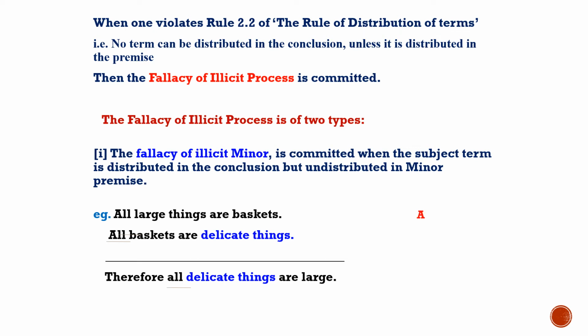And the second is having all, so it's an A proposition. The conclusion is having all, so it's an A proposition. So now here the word delicate things is the subject of the conclusion and it is the subject of an A proposition, so it is distributed in the conclusion. Whereas in the minor premise, delicate things is the predicate of an A proposition, so it is undistributed. So it commits the fallacy of illicit minor.